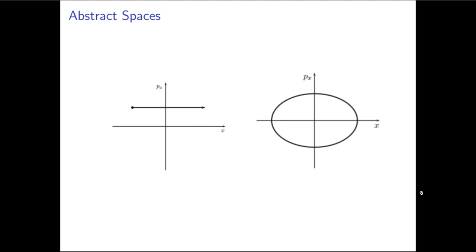If you take the diagram on the left, it's a very simple diagram. It's just a particle moving in a straight line with a constant momentum. As you see, as x increases, the momentum stays constant, so the particle is just traveling in a straight line in open space, without any friction or whatever.